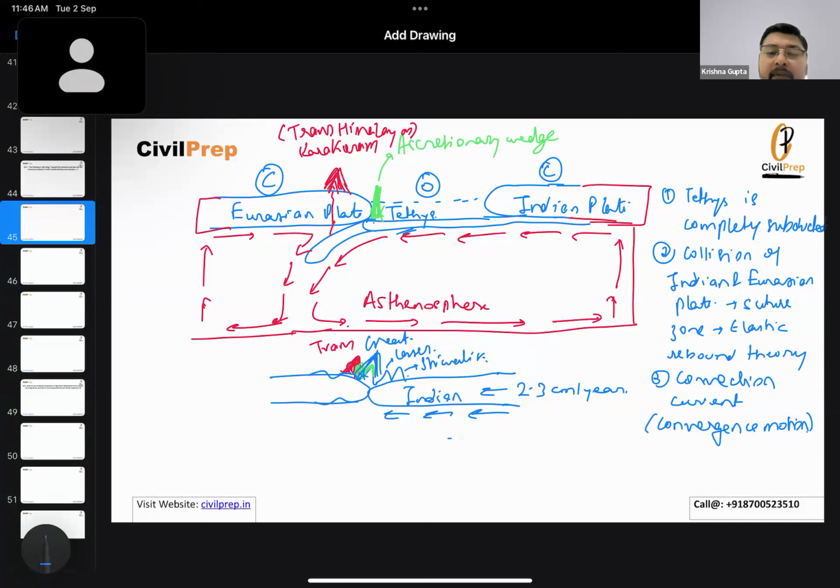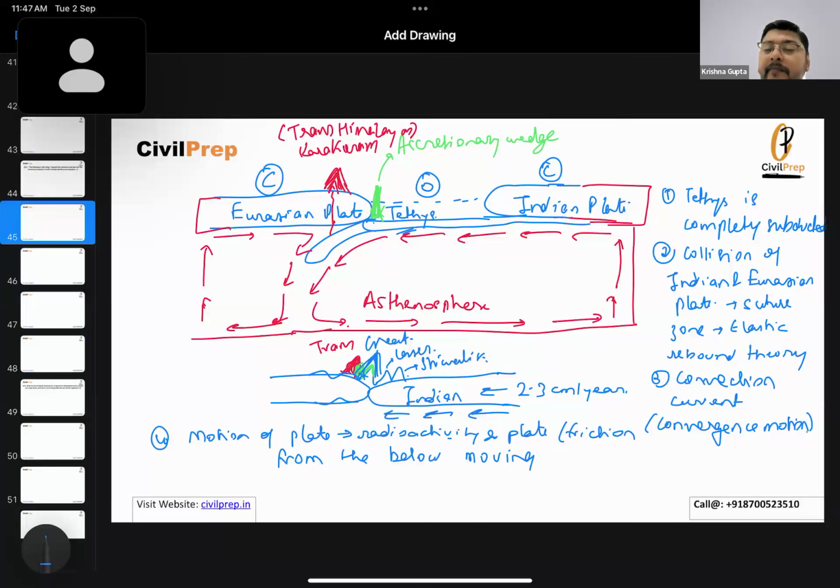And here we can see one more thing: the motion of the plate is mainly happening because of the radioactivity which is taking place inside the asthenosphere. Also, the plates are actually taken along as they get friction from the moving magma below. So in this way, we can explain what the actual phenomena taking place inside these plates are.